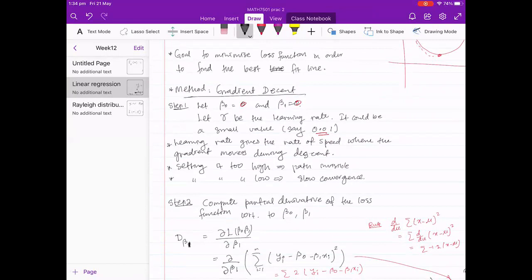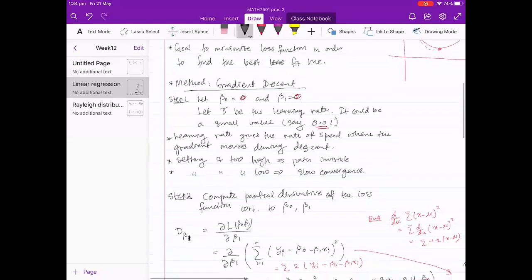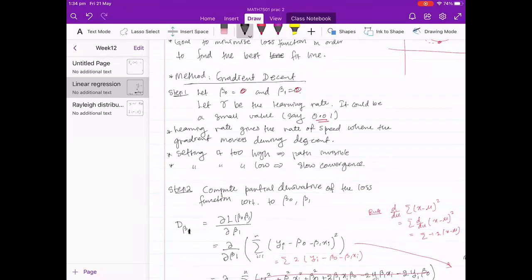If you use the gradient descent algorithm, the first step is to choose initial values for beta 0 and beta 1, let's say 0, 0. Then choose the step size or learning rate. It could be a small value, for example 0.01. Learning rate gives you the speed at which the gradient moves during the descent. Setting it too high may result in divergent paths. Setting it too low may result in slow convergence.